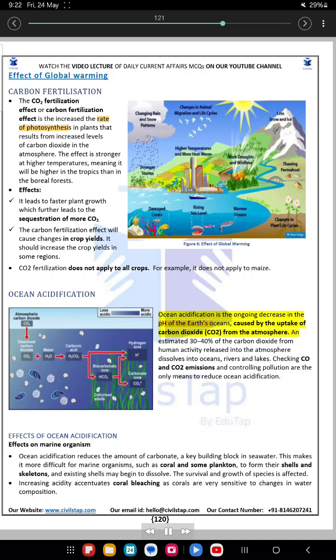Ocean acidification. Ocean acidification is the ongoing decrease in the pH of the Earth's oceans, caused by the uptake of carbon dioxide (CO2) from the atmosphere. An estimated 30 to 40% of the carbon dioxide from human activity released into the atmosphere dissolves into oceans, rivers and lakes.